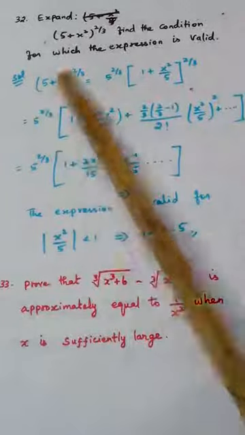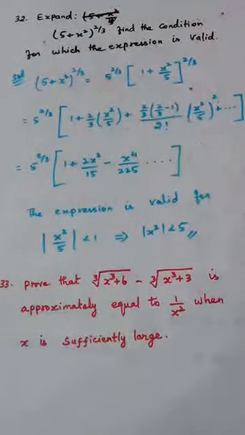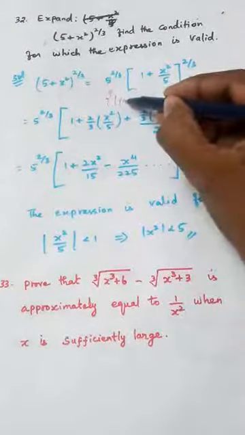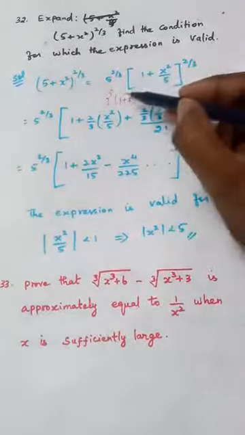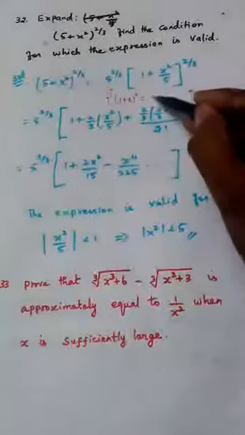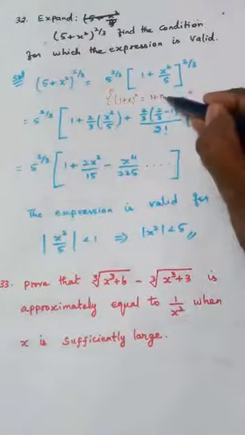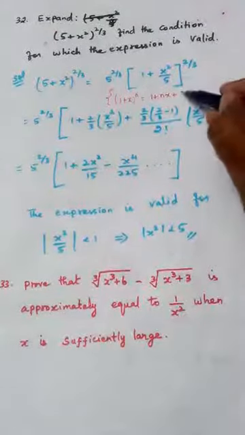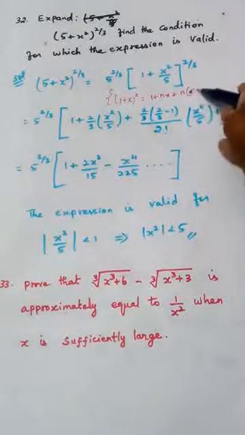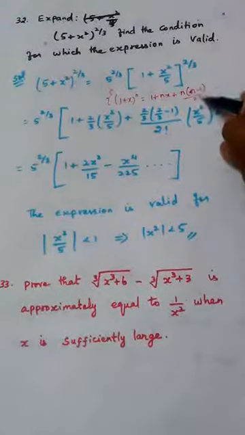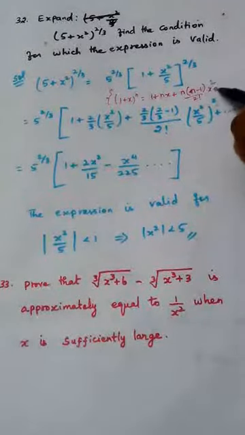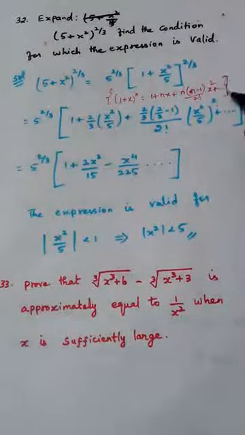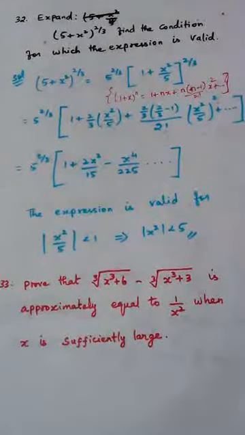Now 5 power 2 by 3 into, what is the formula here? Can you guess? 1 plus x. I'll write the formula here. 1 plus x whole power n. Plus and plus. So all the terms will be plus here. So the formula is 1 plus nx plus, since the power is positive, we will have a negative symbol present here, n into n minus 1 by 2 factorial x square plus, it keeps on going like this. So this is the formula. This we have already studied in our previous class.